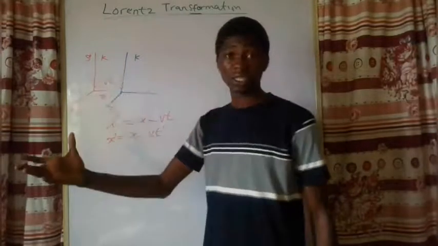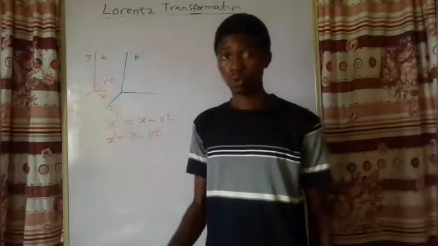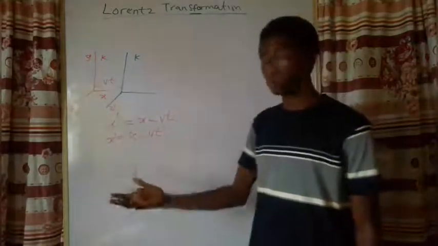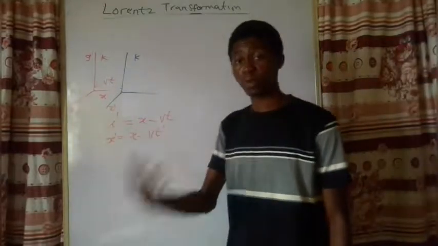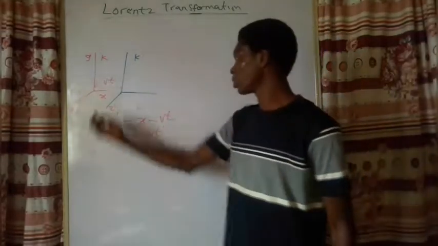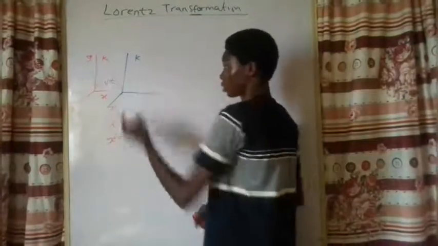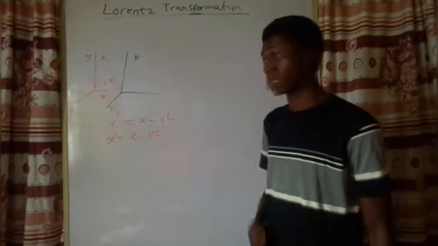But before we observe that event, when our two frames coincide, we are going to set our time to be zero. When our frames coincide, it is possible for us to synchronize our time at that point. If you need the video on synchronization of time, you can check there. Now, we set our time to zero.